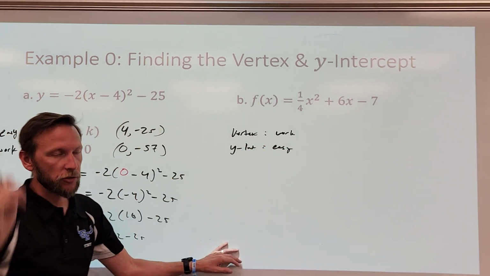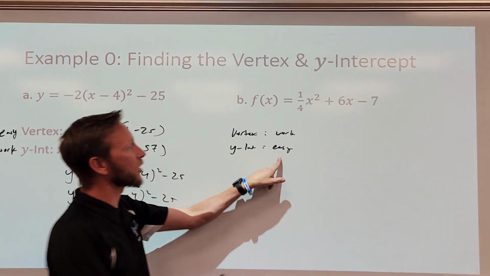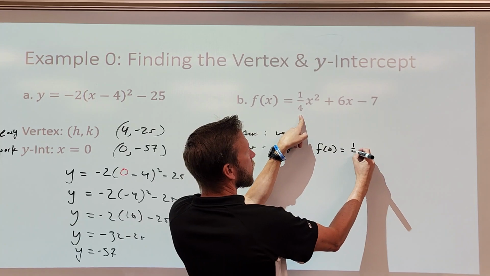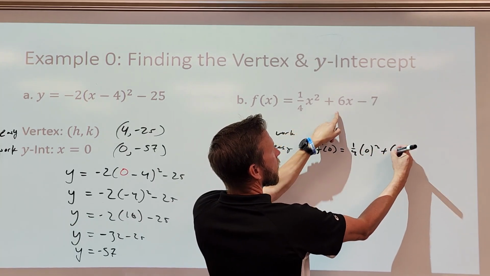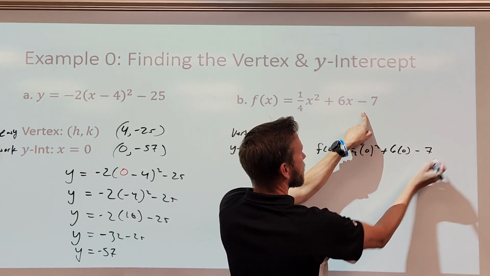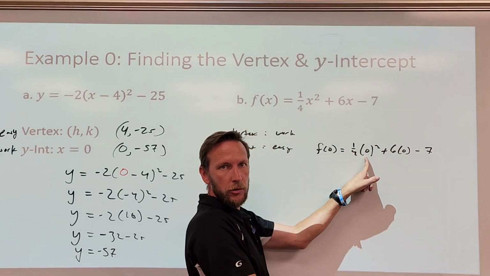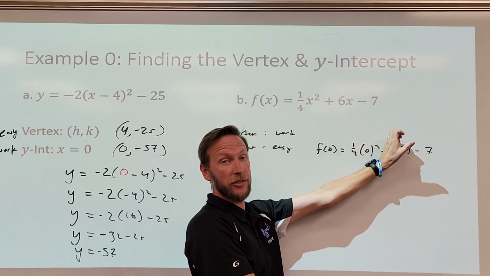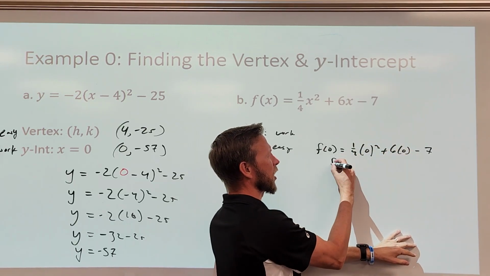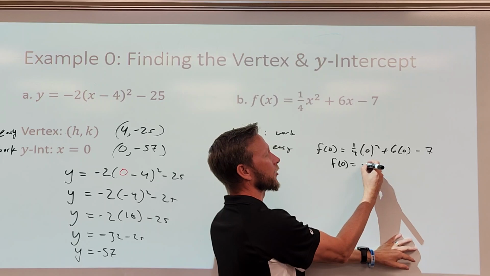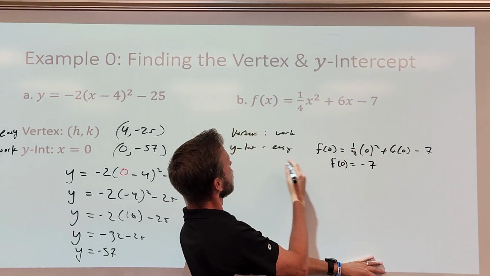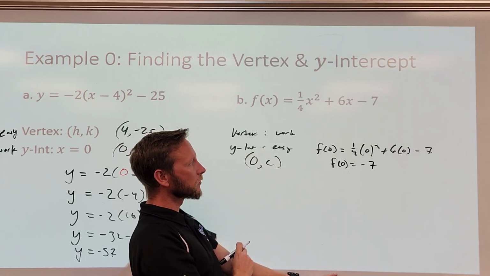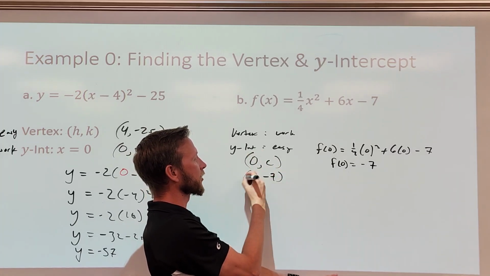And here's why the y-intercept is going to be easy. The y-intercept happens when x is equal to 0. So if x equals 0, f of 0 is going to be 1/4 times 0 squared plus 6 times 0 minus 7. Well, 0 squared is 0. 0 times 1/4 is 0. 6 times 0 is 0. So now you have 0 plus 0 and then minus 7. So f of 0 is equal to your c value. So your y-intercept is, here's your shortcut, 0, c. In this case, that's 0, negative 7.